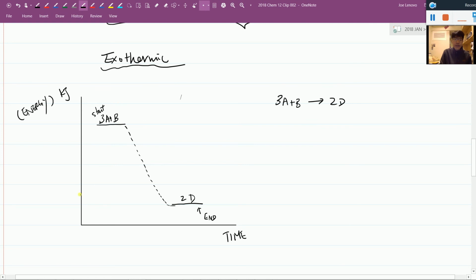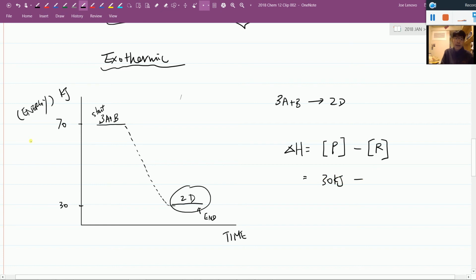What can I do more? What happens if I say this is from 30, and this is 40, 50, 60, 70? So from 30 to 70 there. Then I'll ask you one thing: what would be the delta H by looking at the graph? You should be able to tell me delta H is equal to the product energy content minus the reactants. So what would be the product? The product is down here, 30 kilojoules.